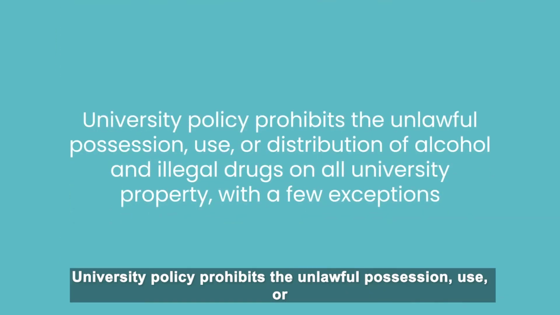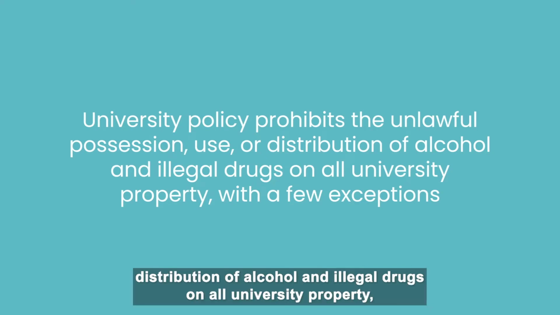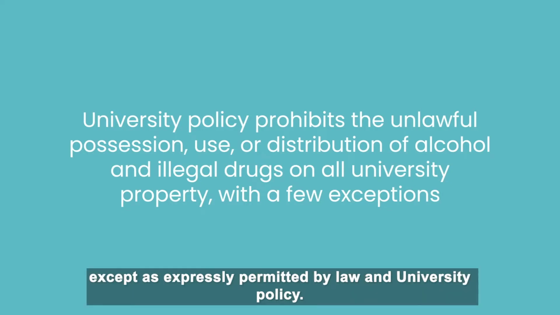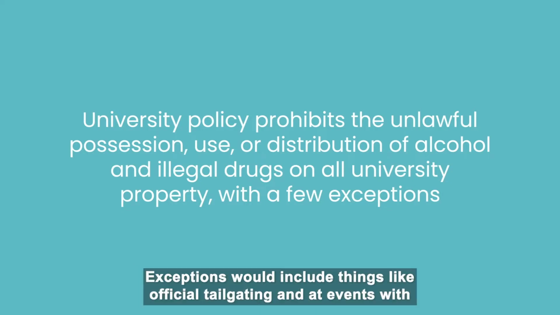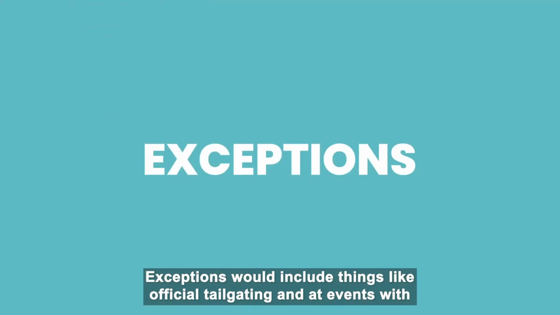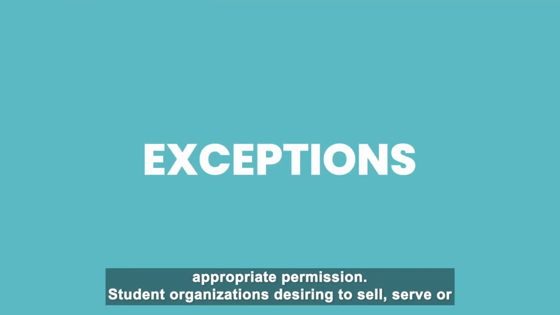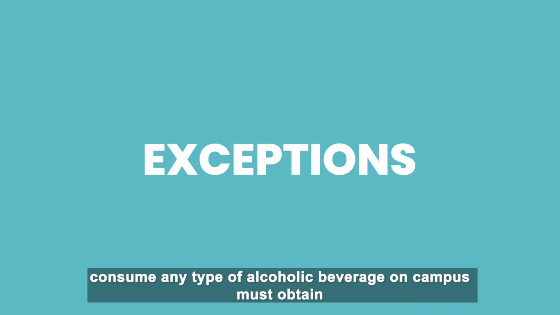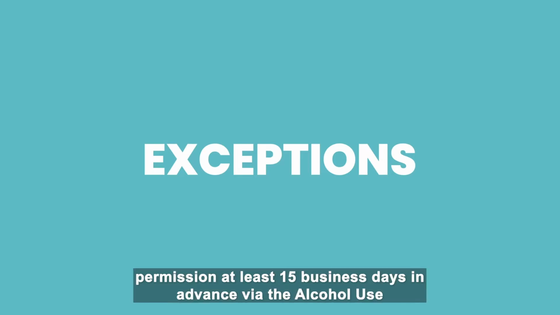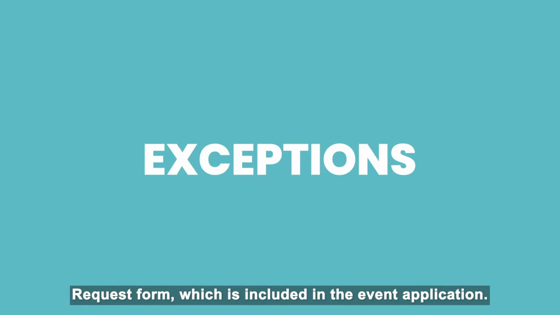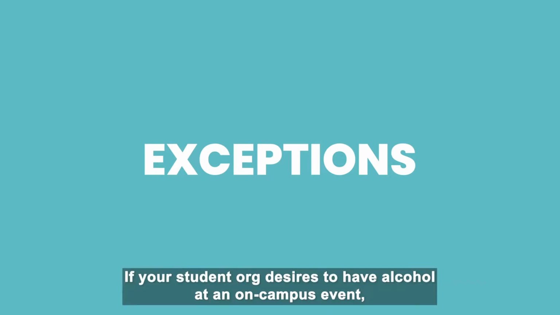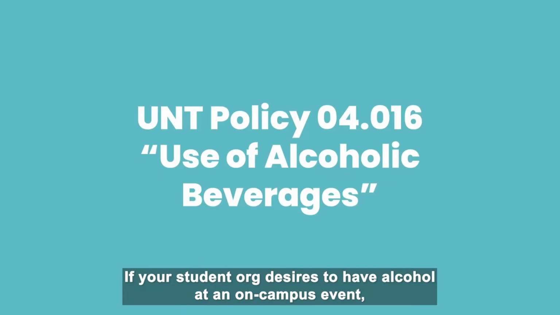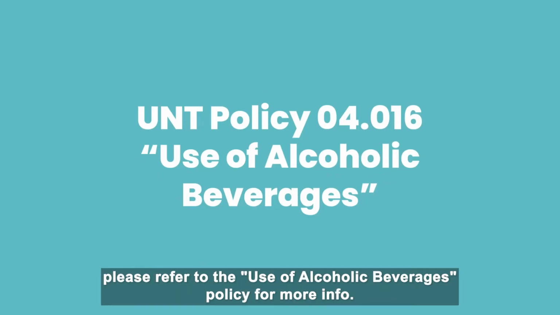University policy prohibits the unlawful possession, use, or distribution of alcohol and illegal drugs on all university property, except as expressly permitted by law and university policy. Exceptions would include things like official tailgating and at events with appropriate permission. Student organizations desiring to sell, serve, or consume any type of alcoholic beverage on campus must obtain permission at least 15 business days in advance via the alcohol use request form, which is included in the event application. Don't worry, we'll talk about that later. If your student org desires to have alcohol at an on-campus event, please refer to the use of alcoholic beverages policy for more info.